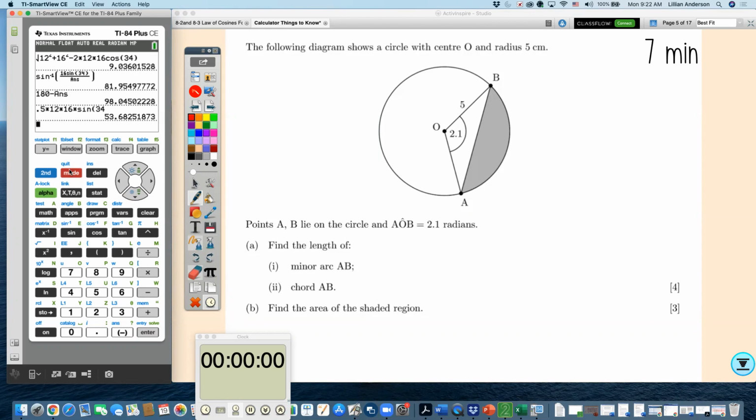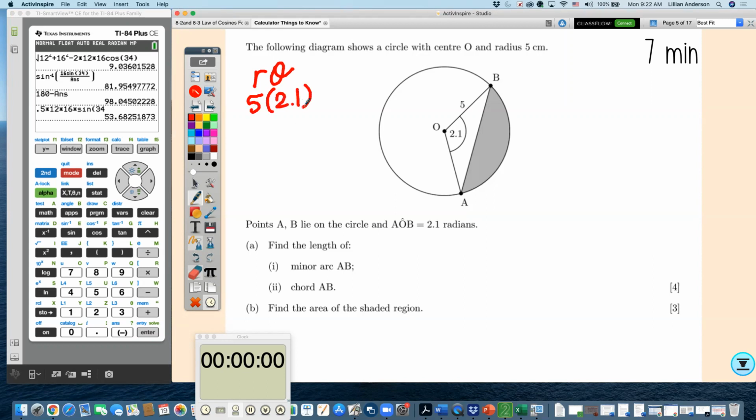Radius is 5, A and B lie on the circle, and I'm given my angle. I'm asked to find the length of my minor arc. So, Olivia, what formula do I need to use to find the length of my minor arc? Radius times radian. My angle, yes. So then that's going to be 5 times 2.1, and that value is what? I got 10.5. It would be 10.5, and the units are centimeters. Don't forget your units.